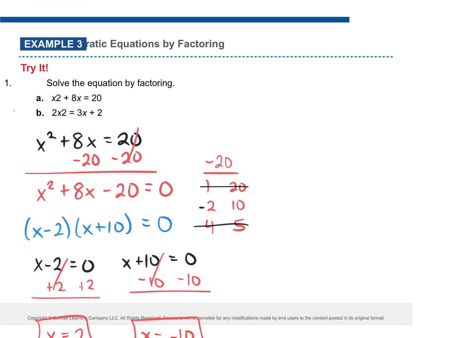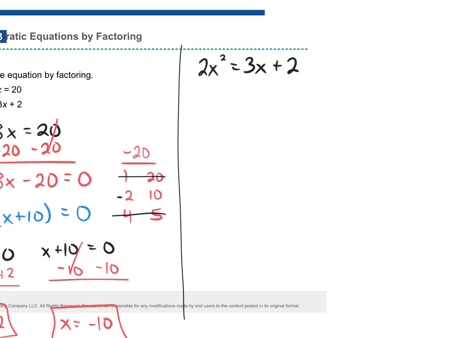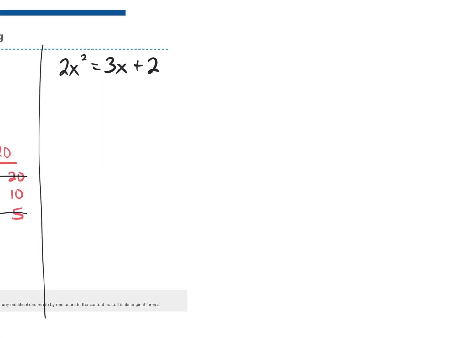3b. This one. So right now I have 2x squared equals 3x plus 2. Again, what do I need in order to solve? To equal 0. I have to have it equal to 0, which means I need to get them all on the same side. Okay, here's a little hint for you. I do not want a negative a value. So I do not want to move the a value. I want to move everything else over. We don't want to worry about a negative a value.